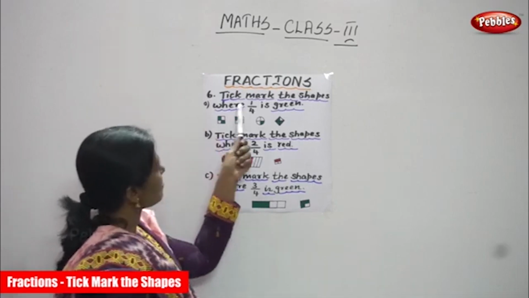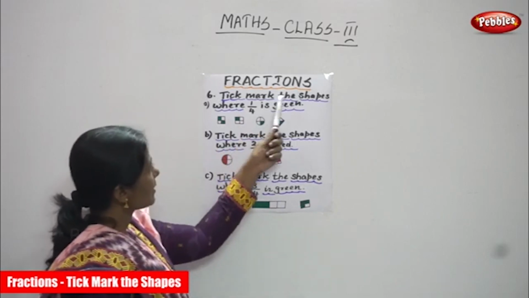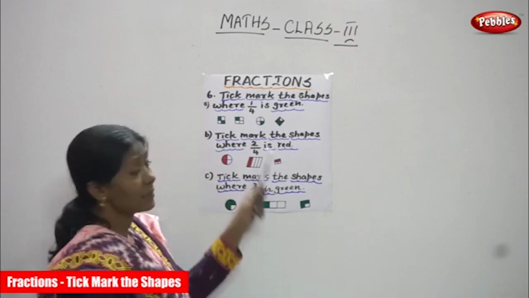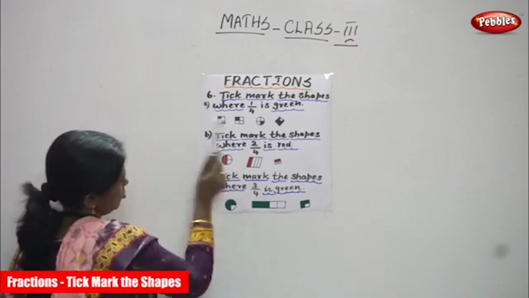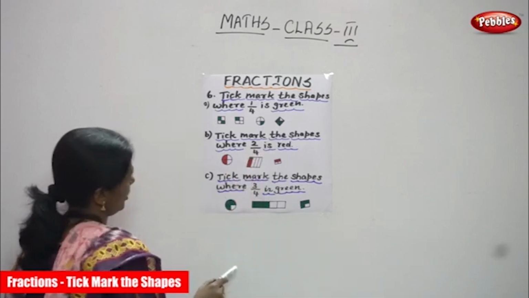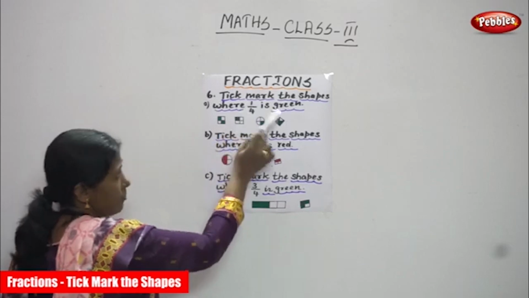Today we are going to see fractions, Roman number 6, that is 6, not Roman number 6. Tick mark the shapes where 1/4 is green. Look at the diagrams. This is a square and this is also a square. This is a circle and this is a diamond shape. You know that very well. So, look at this diagram. They are given 1/4 is green.